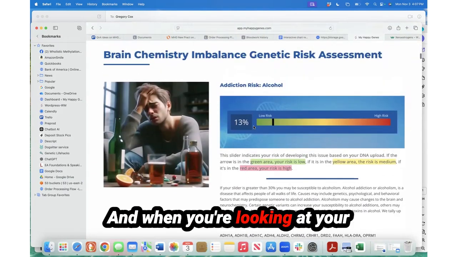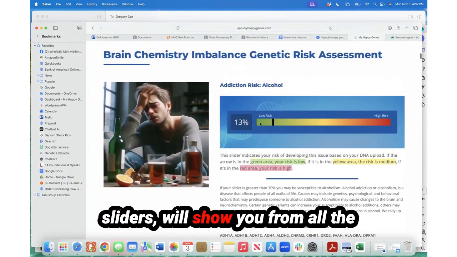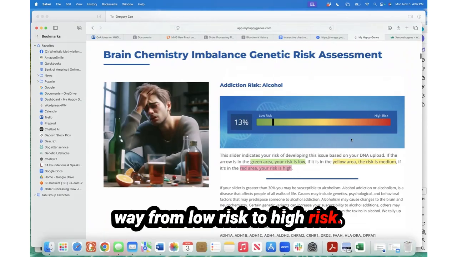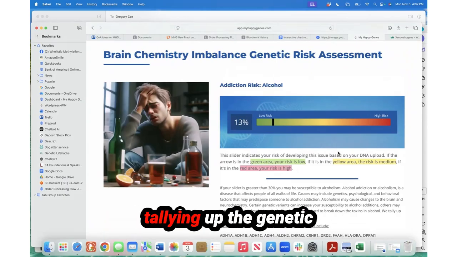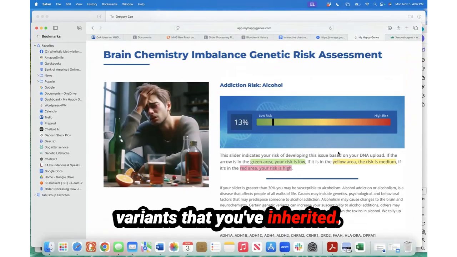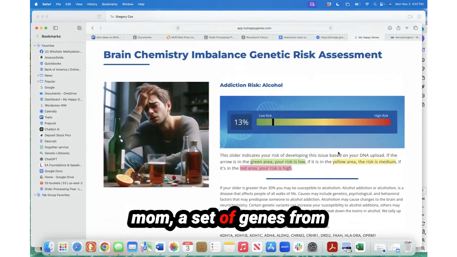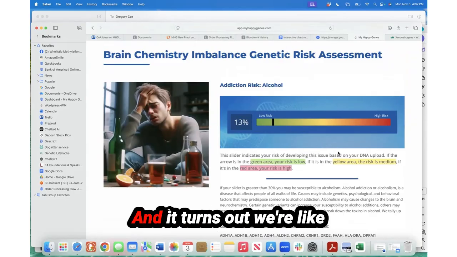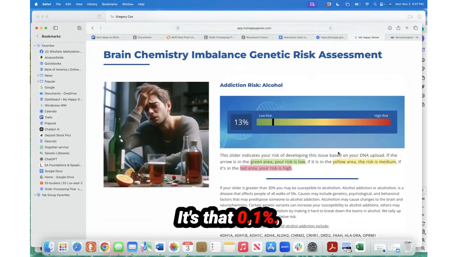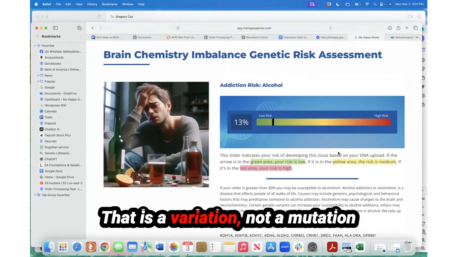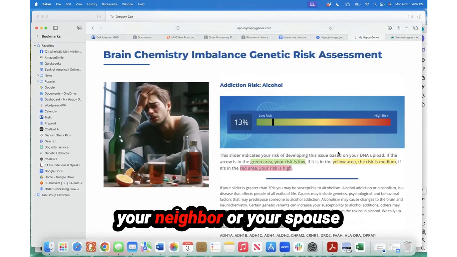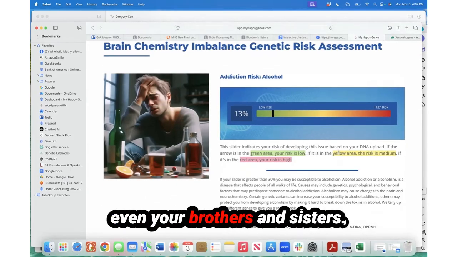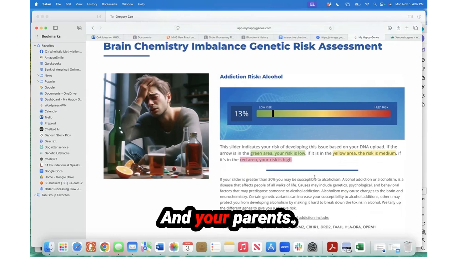And when you're looking at your sliders, we'll show you from all the way from low risk to high risk. What we're doing is we're tallying up the genetic variants that you've inherited. You get a set of genes from mom, a set of genes from dad. Those combine to give you your unique set of genes. And it turns out we're like 99.9% the same, all of us. It's that 0.1% that is a variation, not a mutation, that can make you different from your neighbor or your spouse, even your brothers and sisters and your parents.